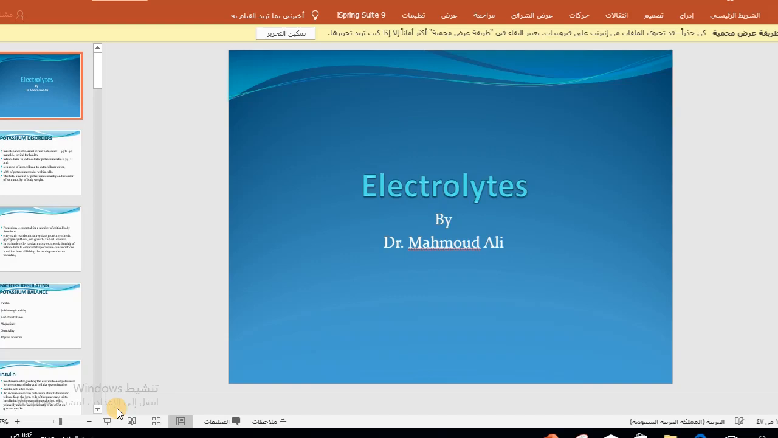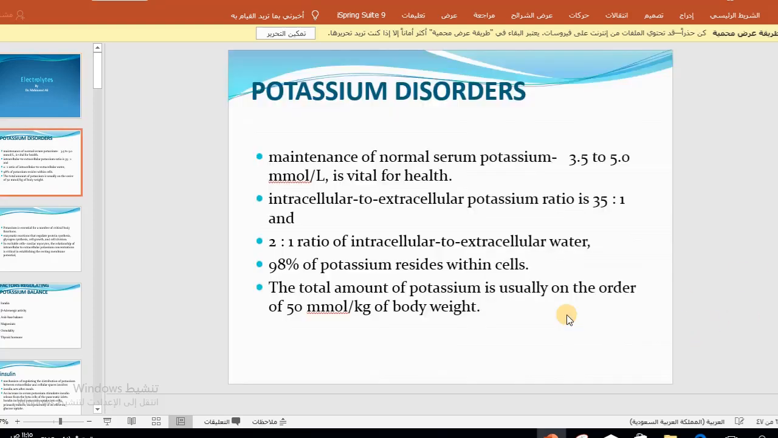We're going to speak about electrolytes, sodium and potassium mainly. Today, our lecture is potassium abnormalities. In this lecture, we're going to speak about hypokalemia and hyperkalemia. In hypokalemia, we're going to speak about its causes, manifestations, complications, and management. And the same, we're going to speak about hyperkalemia causes, manifestation, and management.